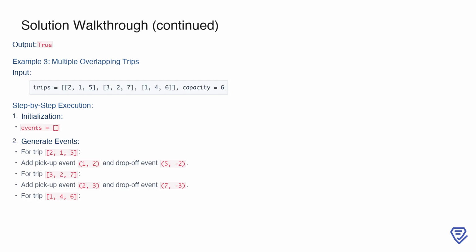Now let's explore an example with multiple overlapping trips to see how the solution handles more complex scenarios. This input includes 3 trips and a capacity of 6. As before, we start by initializing the events list to store the pickup and drop-off details for each trip.